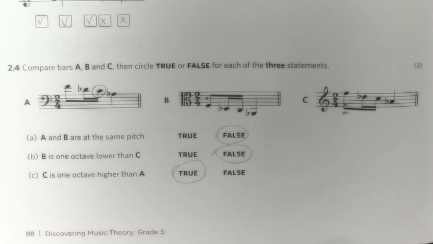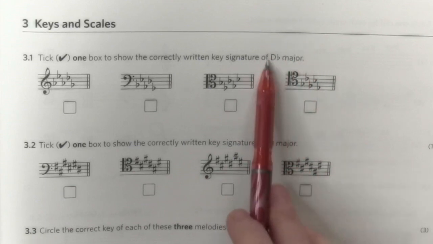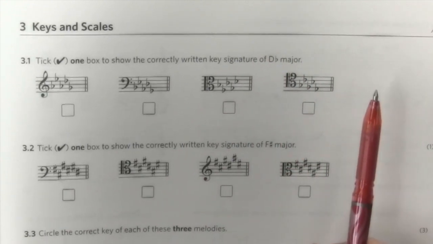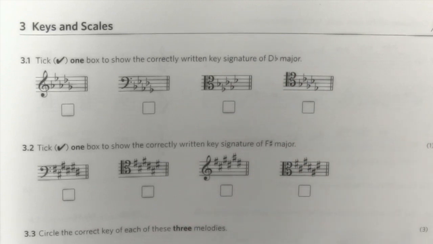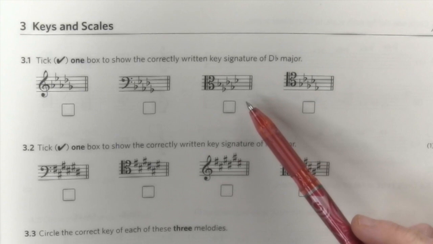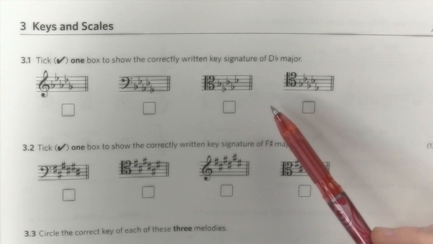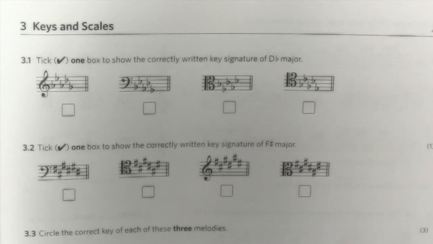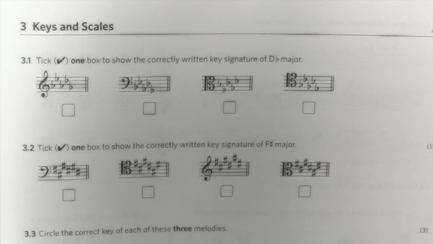We can now move on to a big chapter in every exam paper, keys and scales. We need to tick one box that shows the key signature of D flat major correctly written. Now, D flat major has lots of flats, and D flat is the penultimate flat in our key signature. And if you want to know the system that I use, please click on the links in the description below relating to key signatures. There is a playlist that is very useful to watch, and it's a system that I created myself. So I would recommend to watch it because it's much easier than the circle of fifths. But anyway, D flat is our penultimate flat in the key signature.